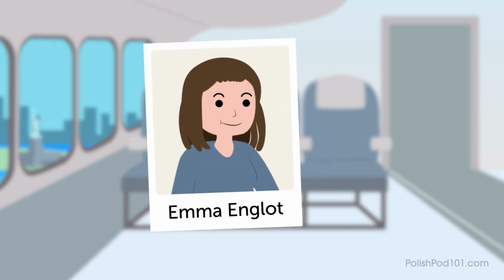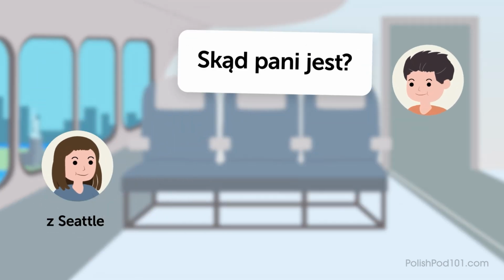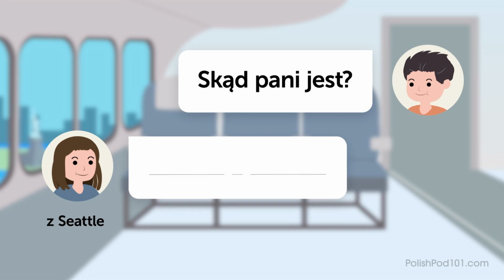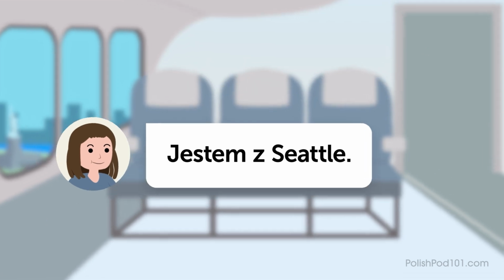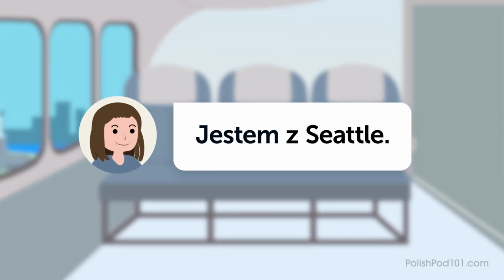Let's try another. Imagine you're Emma Englot from Seattle. Ready? Skąd pani jest? Jestem z Seattle. Listen again and repeat. Jestem z Seattle.